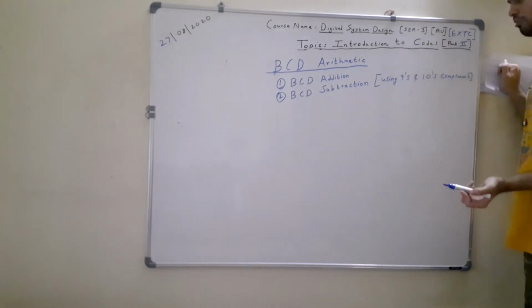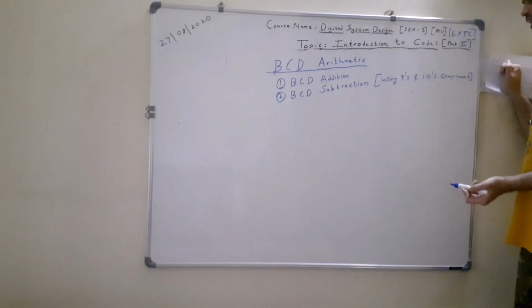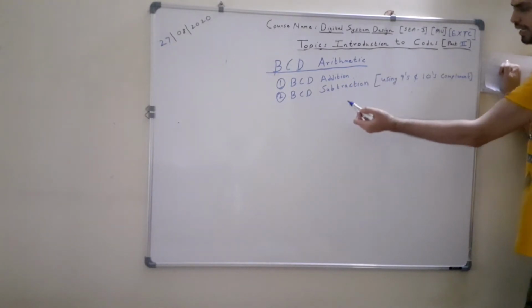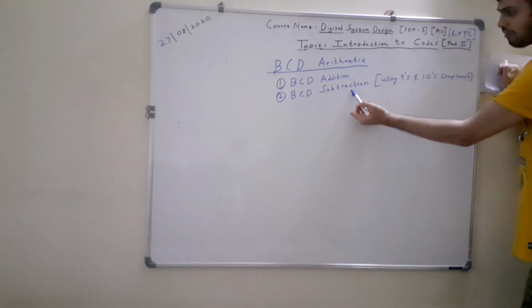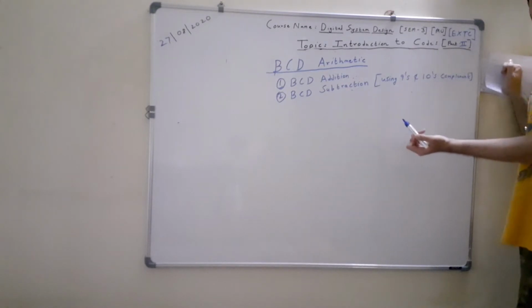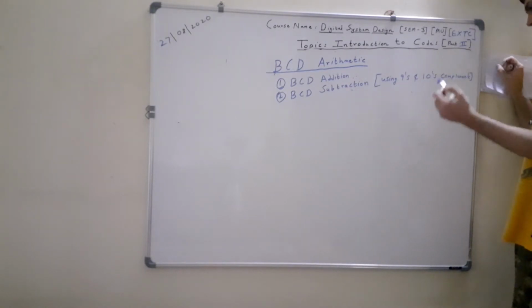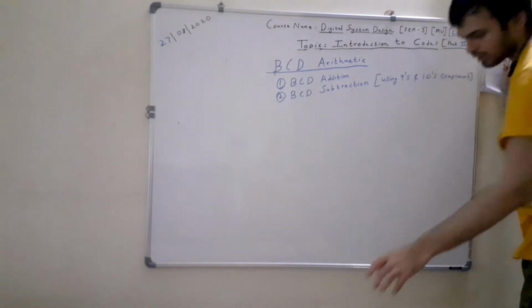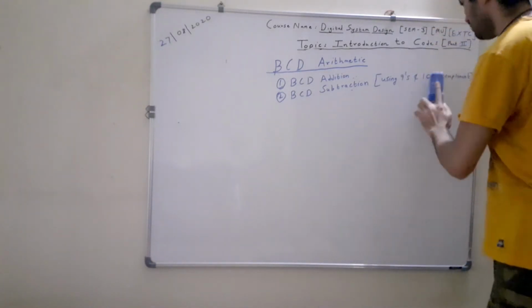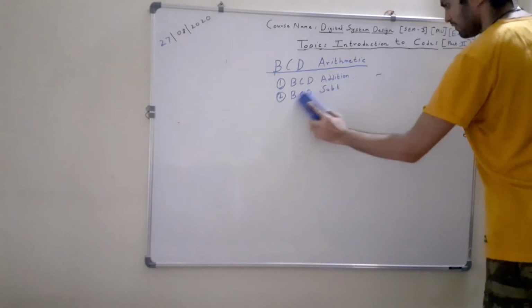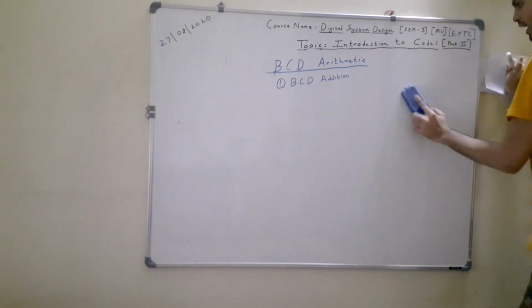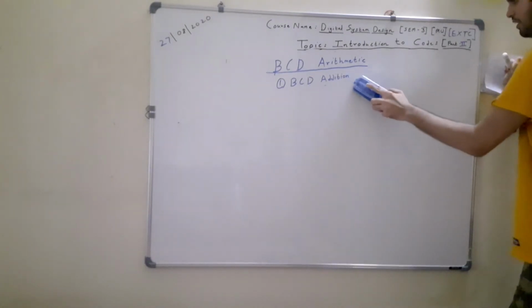Now let us move on to today's topic. We will understand how to do addition of two binary coded decimal numbers, and after that we will understand how to perform subtraction of two BCD numbers. Let us start with BCD addition first: addition of two BCD numbers.